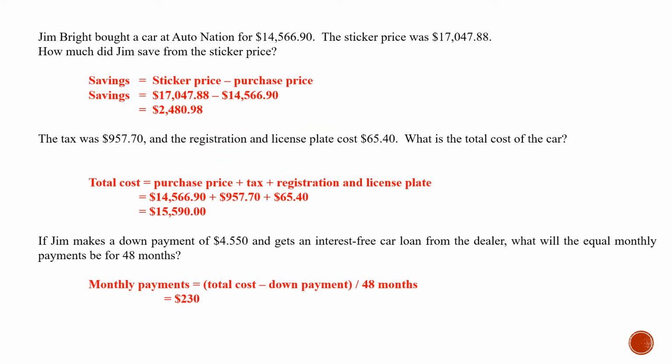Okay. Next one. Jim Bright bought a car at AutoNation. The sticker price was that much. How much did he save? Sticker price is the price of the car that they sell, all right? But he bought it for less, all right? So he saved 2480.98. The tax was 957. Registration and license plate cost that much. What was the total cost of the car? So you just add up everything. You'll get 15,590. Jim makes a down payment of 4,550 and gets an interest free loan. So you always take the cost minus the down payment and divide by 48. You will get the monthly payments.